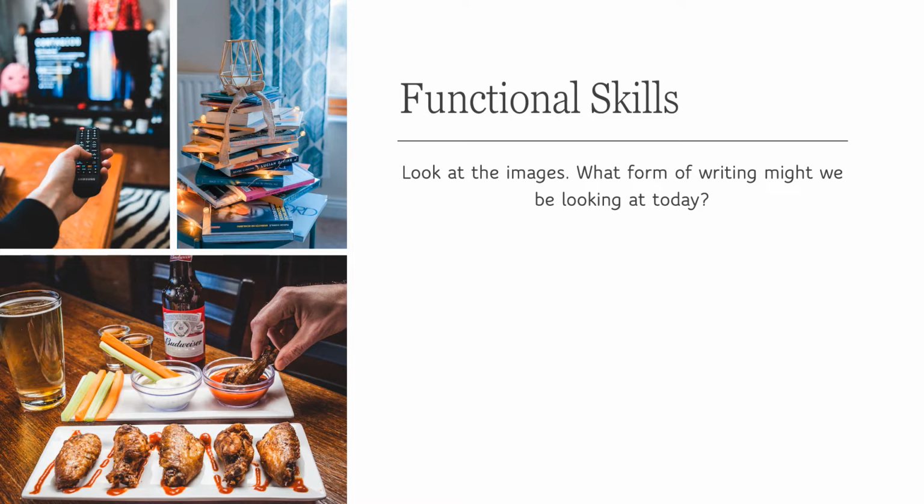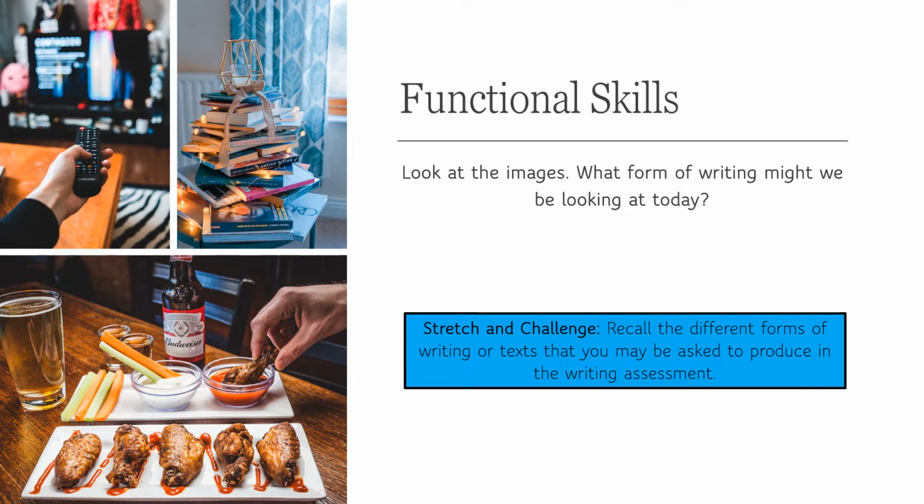So we're going to be focusing largely on how to write a review, and we're also going to look at a typical review to see how we can respond to some questions around it. Now before we move on, it's going to be important to recall some of the different forms of writing or texts that you might be asked to produce in a writing assessment. So even though we're looking through a review today, there's no guarantee that you'll be doing a review when it comes to your assessment. So it's really important that you do familiarise yourself with the different types of text that you might have to produce, but also that you understand the typical kind of features associated with each one.